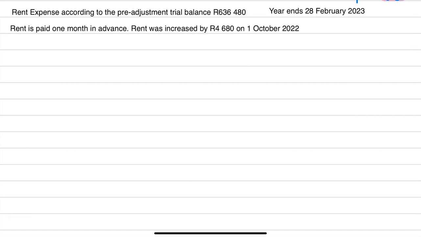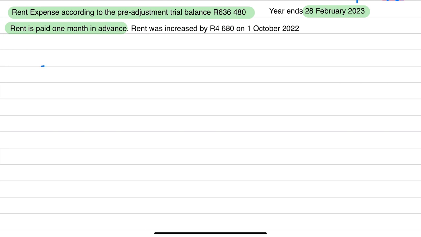Right, the next one is rent expense that they've given us according to the trial balance. Pre-adjustments was 636,480. The year ends 28 February 2023. And again, in this case, rent is paid 1 month extra, so 1 month in advance.